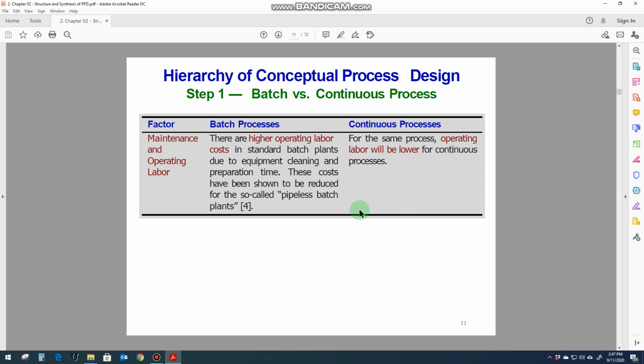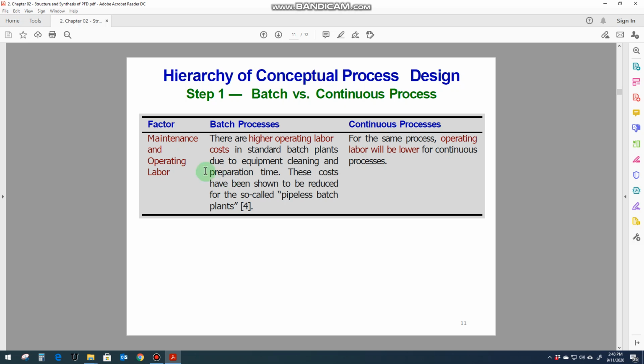The next factor that we have to see here is the maintenance and the operating labor. So in the batch processes, there are higher operating labor costs in standard batch plants due to equipment cleaning and preparation time. These costs have been shown to be reduced for the so-called pipeless batch plants. So in the batch processes, we have talked about that we can generate different products at different times of the year. So before making a new product, we have to clean all the equipment that is involved in the batch process so that it cannot affect the quality of the next product.